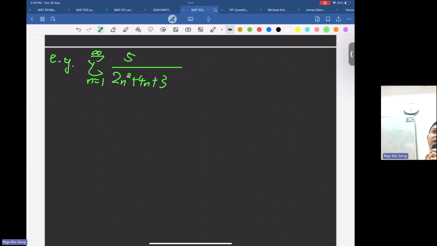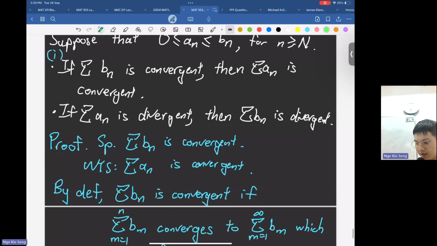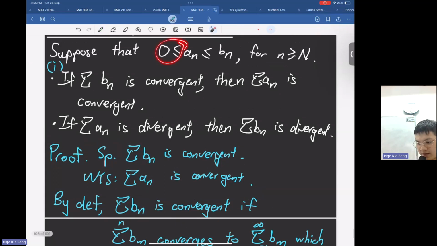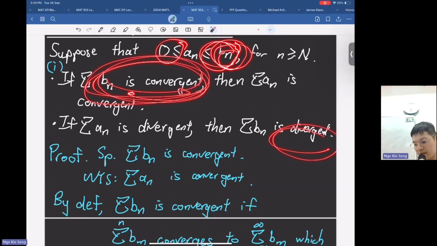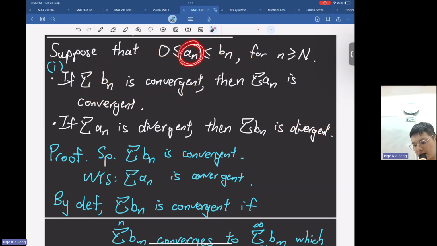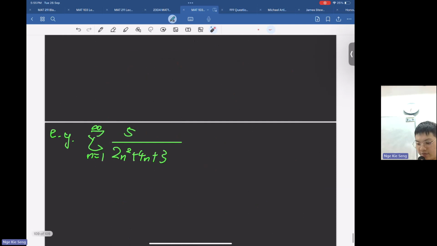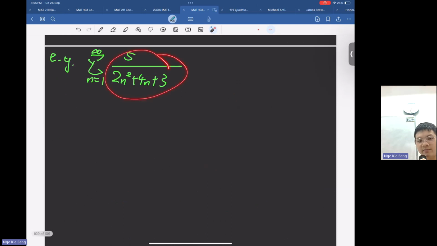So for the comparison test, what is the tool you need? You need an an greater than or equal to 0, and then less than or equal to some bn. Okay. And then you should know something about this bn, right? Or you need to produce an an, and then you know something about this an, then you can deduce for bn. Okay. So can you compare this series to some other series that you know? Try spend some time thinking about it. Yeah, any series you know.